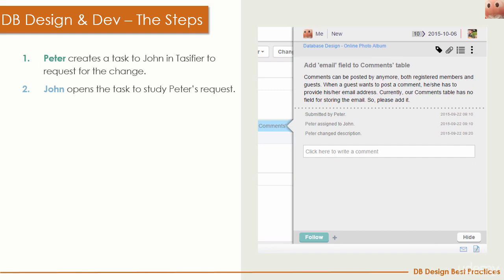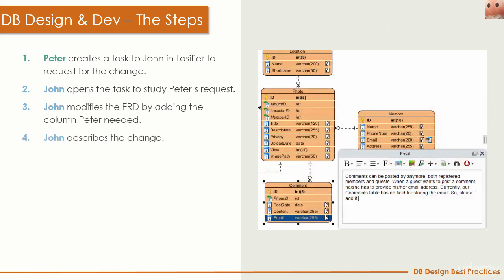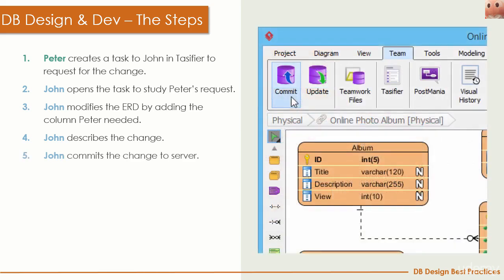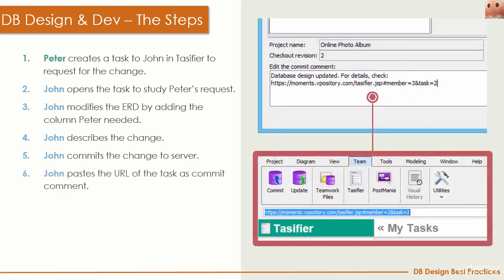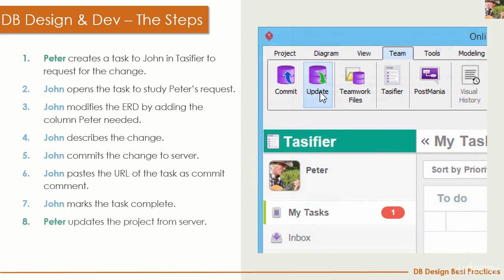And John will receive the notification and open the task. And then he checks the database to see if there is any duplicated column. If there is no email column before, he just adds the email column. And then he writes the description of who requested it and what the purpose is. John will commit the change to the server and mark the request URL as a comment when he commits to the Visual Paradigm server. And then John marks the task complete.